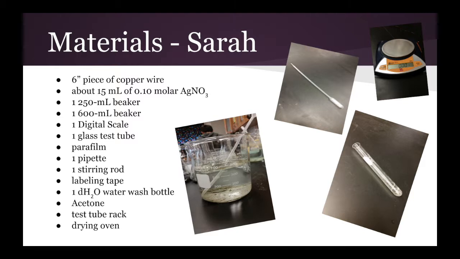The materials are one 6-inch piece of copper wire, about 15 milliliters of 0.10 molar silver nitrate, one 250 milliliter beaker, one 600 milliliter beaker, one digital scale, one glass test tube, parafilm, one pipette, one stirring rod, labeling tape, one distilled water wash bottle, acetone, a test tube rack, and a drying oven.